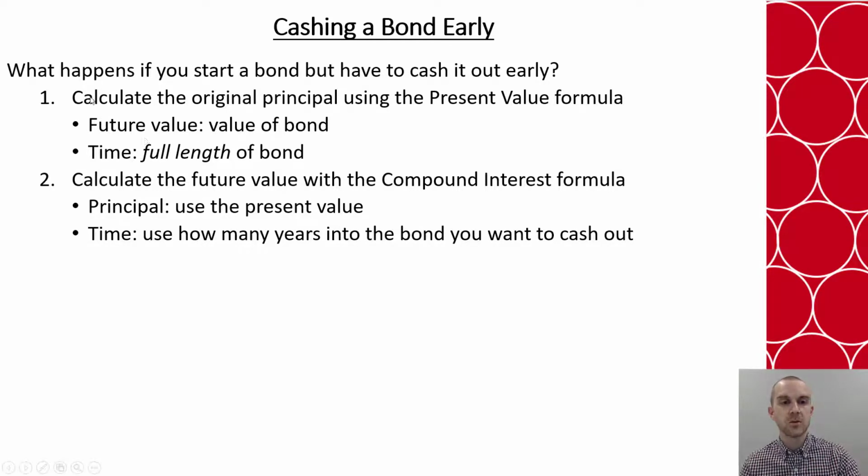What we can do is calculate that present value using the formula like we just did, as if we went to the full length of the bond. That will tell us where we started. Then we can use that as the principal in the compound interest formula, based on the number of years that have passed. So this is a two-step process. First, we determine the principal, or present value, if it was a full-term bond, and then we use the compound interest formula with how much time has passed.